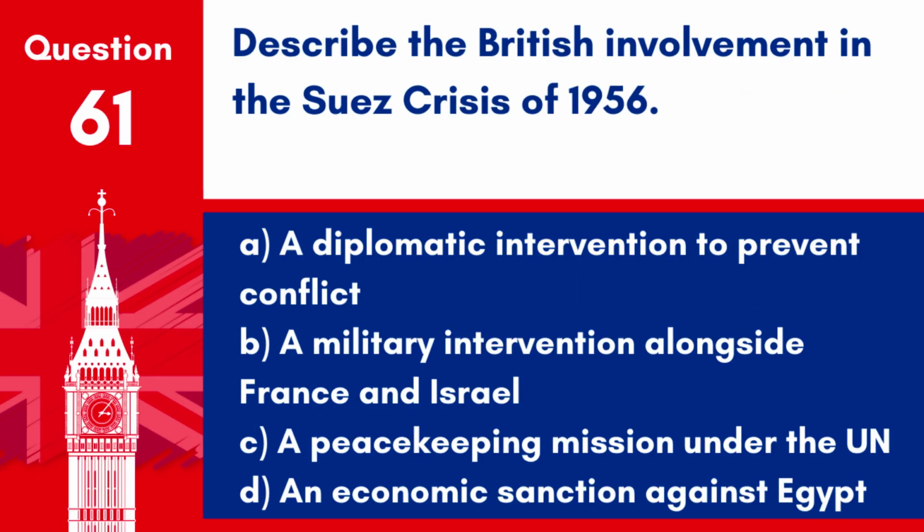Question 61. Describe the British involvement in the Suez Crisis of 1956. A. A diplomatic intervention to prevent conflict. B. A military intervention alongside France and Israel. C. A peacekeeping mission under the UN. D. An economic sanction against Egypt.